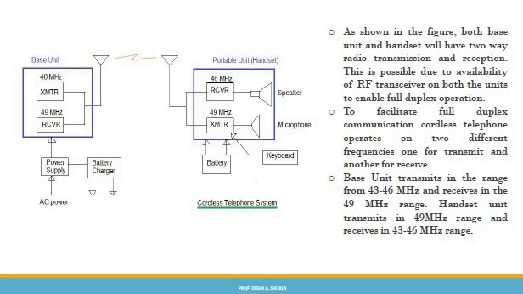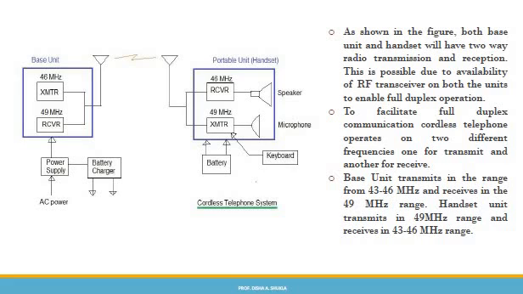As shown in the figure, both the base unit and the handset have two-way radio transmission and reception. This is possible due to the availability of the RF transceiver on both the units to enable a full duplex system. You must have heard about the full duplex system and the half duplex system. I gave you an example earlier, like the TV that we have. It's not a duplex system, it's a simplex system. Only the transmitter will be transmitting, and we as the receiver won't be reacting back to that.